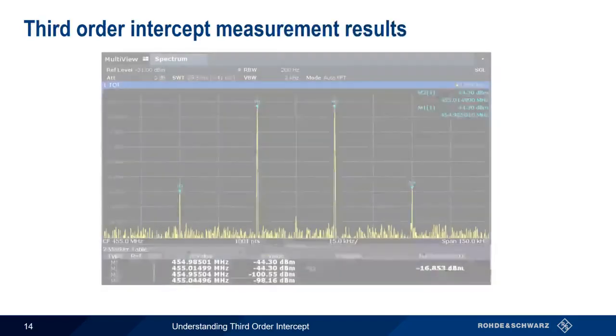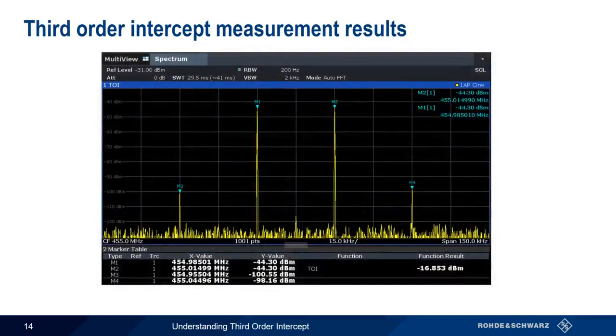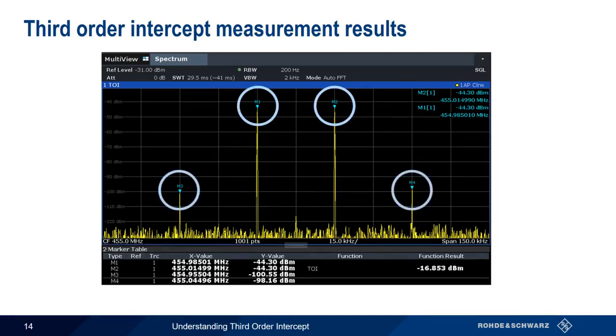Here's a view of the results of a third-order intercept measurement made using a spectrum analyzer. We see the four markers placed on our signals of interest, M1 and M2 on the fundamentals, M3 and M4 on the adjacent third-order products. And third-order intercept is automatically calculated and displayed using these values. Here our result is minus 16.853 dBm.